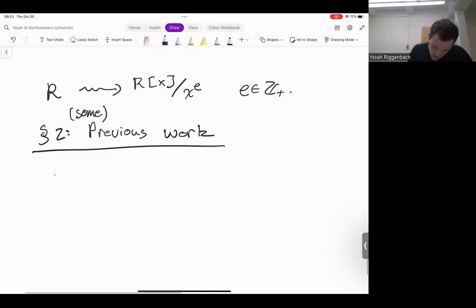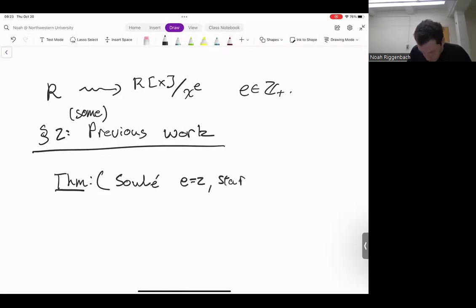Okay, so as I mentioned, this was thought about by Soulé and Stafford in the case when E was 2, and Stafford when E was greater than or equal to 2. I'm not going to say exactly what they did. They proved things for more general bases than what I'm going to write here, but let me just write one important consequence of what they did.